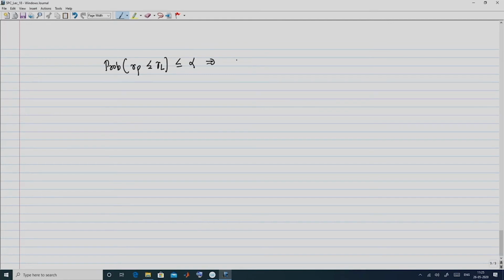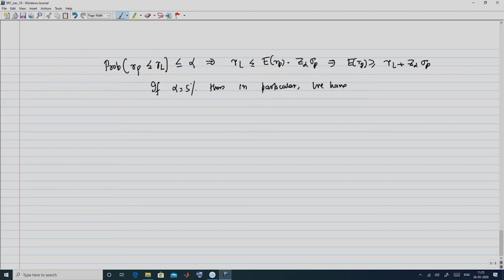This implies that you have RL being less than or equal to E of RP minus Z alpha sigma p, which implies that E of RP is greater than or equal to RL plus Z alpha into sigma p. Now, if alpha is equal to 5%, then in particular for this alpha, what we have is E of RP is greater than or equal to RL plus 1.645 sigma p.